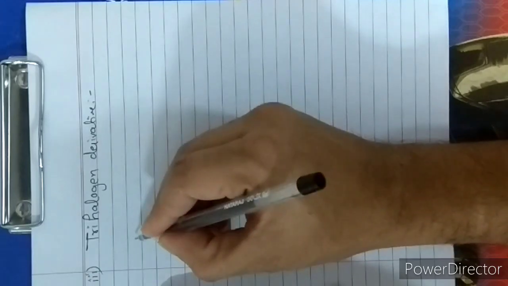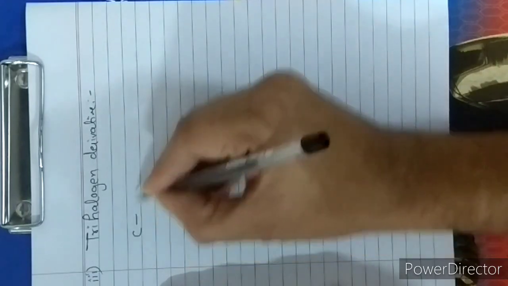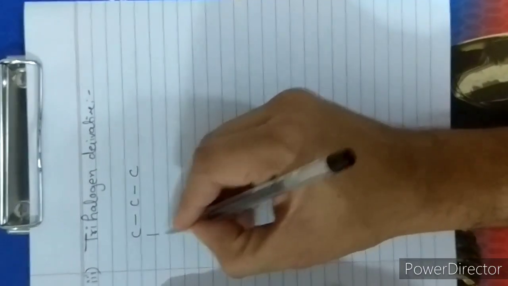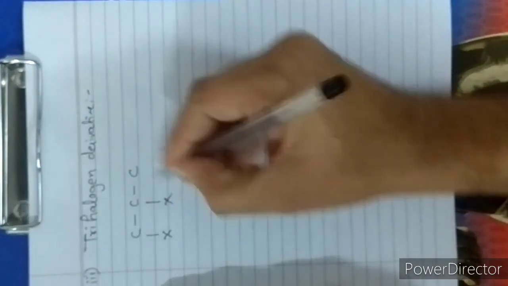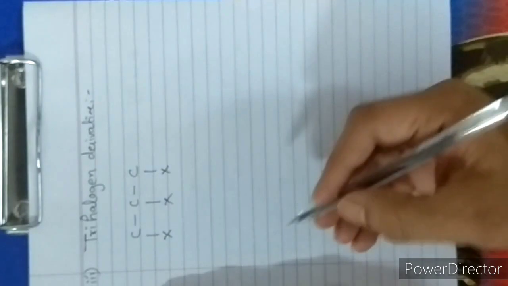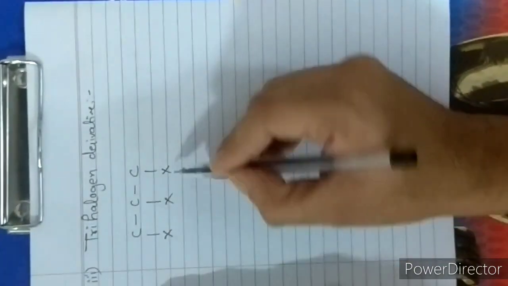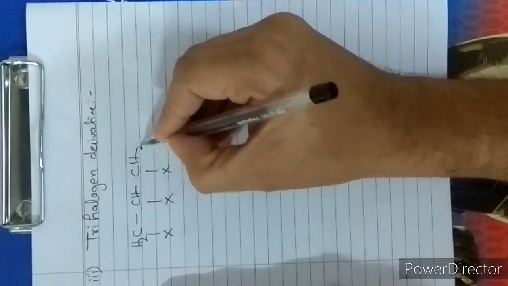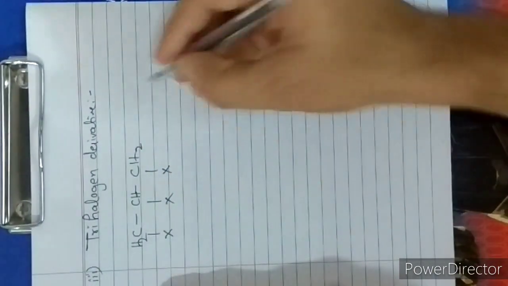Now student, in a trihalogen derivative, suppose I have 3 carbon, right? And my halogens are attached on this 3 carbon. So this compound contains 3 halogen. Now satisfying the valency, CH2, CH, CH2. This can be the example.